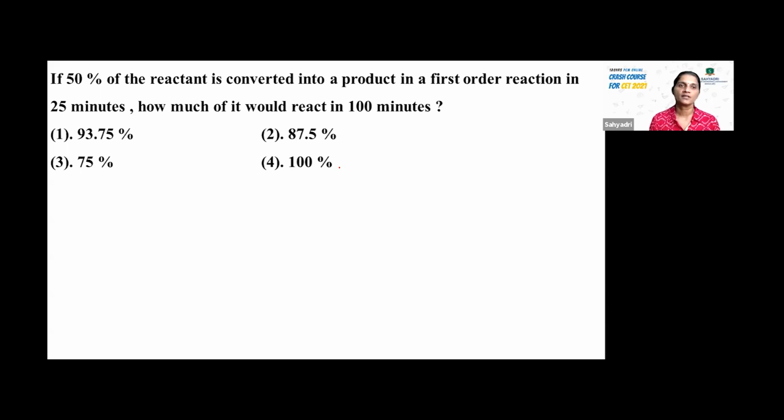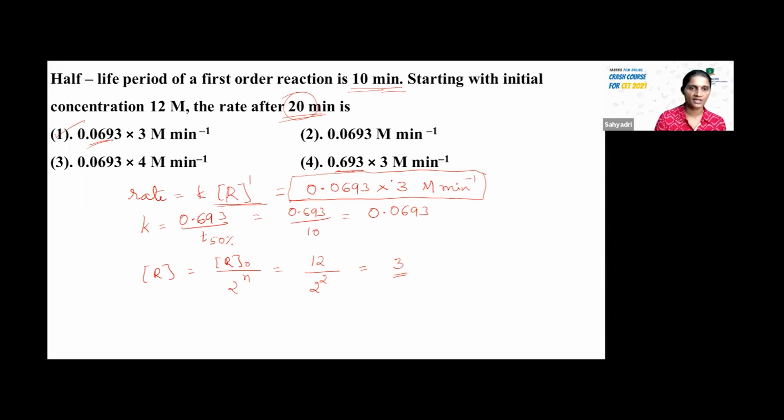See, you're observing many questions are based on that 50%, 25 minutes, then this percent, how much, like all questions. Rate of any reaction, that's a general equation for rate, right? Rate of any order reaction is equal to rate constant into concentration of the reactant raised to the power n, where n is the order of the reaction. Understood, Nishita? So here it's given first order reaction, so I've taken raised to the power 1.